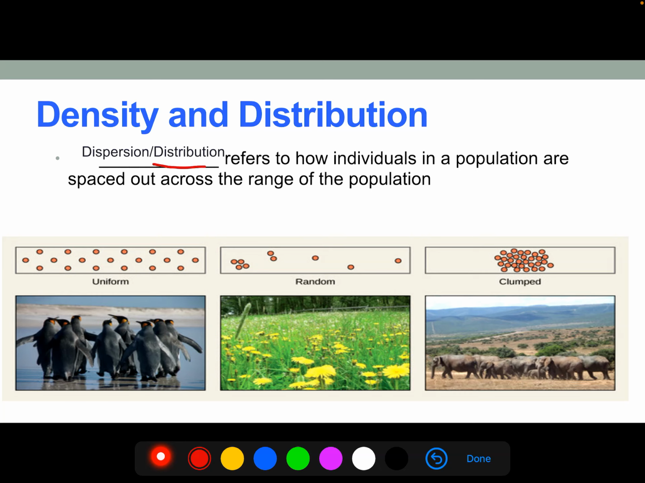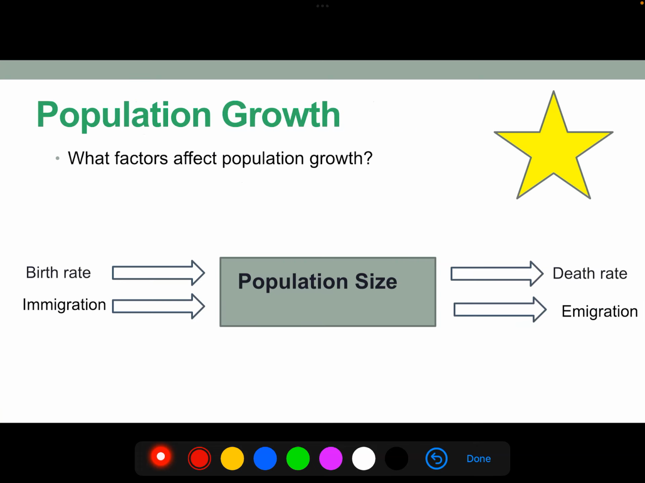Distribution, or dispersion, refers to how individuals are spaced out. You definitely need to know how individuals are spaced out. So you can have uniform, which is where they're evenly spread out. I don't know if you ever watched an emperor penguin video, but they evenly space themselves out to have enough space, and then when the weather gets really rough, they clump together like this. This is the herd mentality. And then random, of course. A lot of plants are random, right? Just wherever the seed lands and if conditions are favorable.